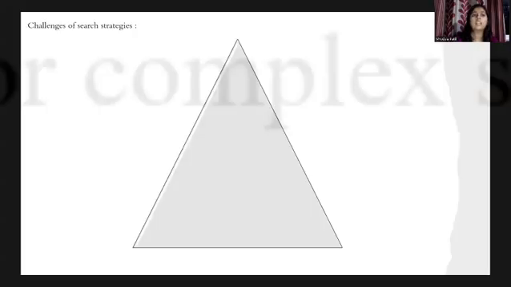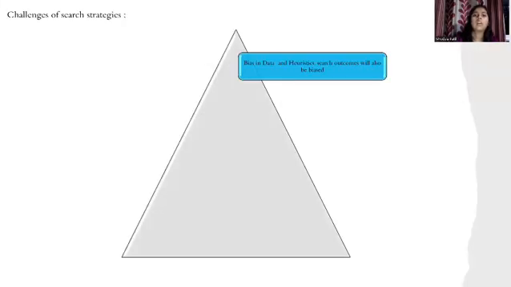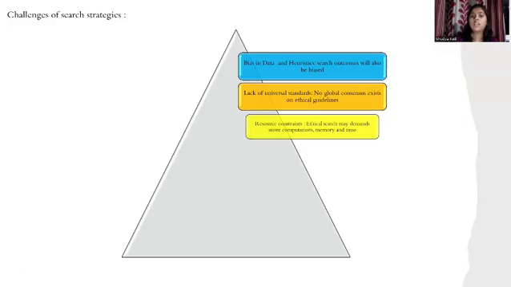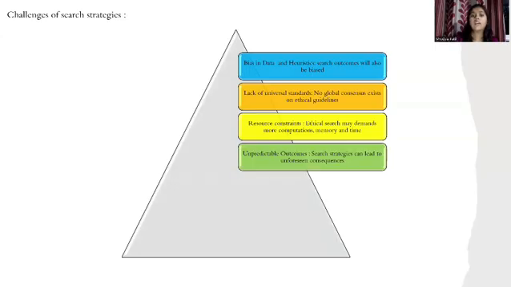So next, challenges of search strategy. First is bias in data heuristic. The search outcomes will be biased. Second, lack of universal standard. No global control exists on ethical guidelines. Next, resource constraints. Ethical search may demand more computation, memory, and time. Next, unpredictable outcome. Search strategy can lead to unforeseen consequences.